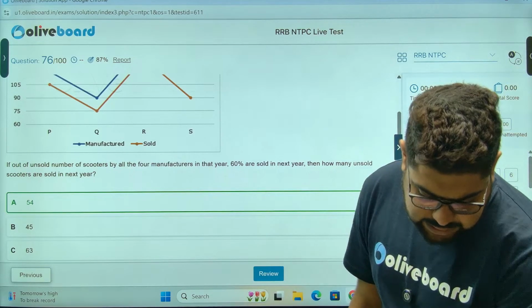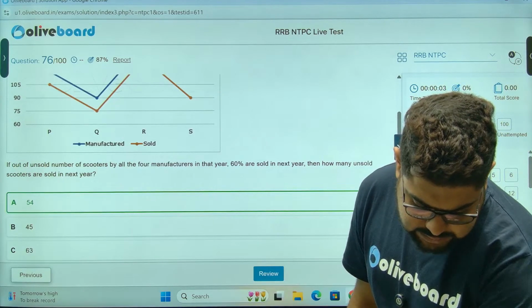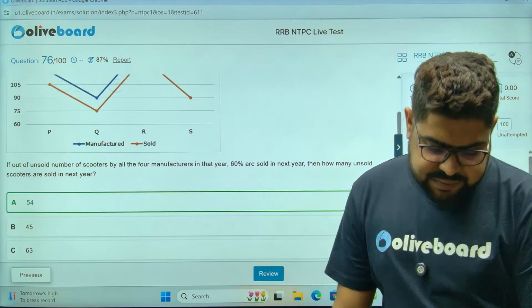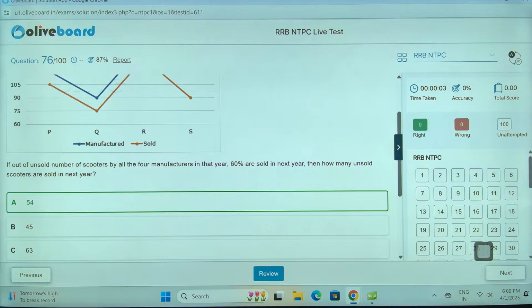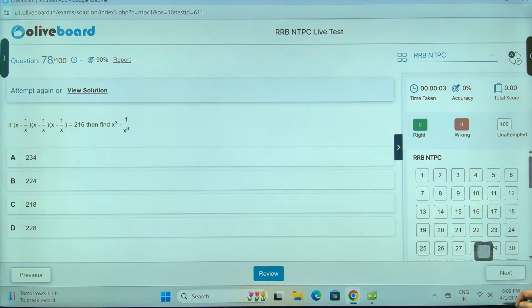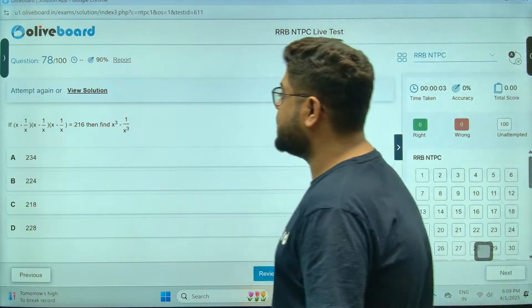Is that correct, brothers, sisters? Yes, chalo. Next one. Family. This one.